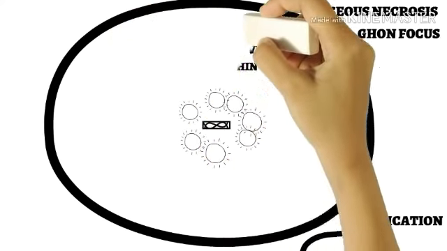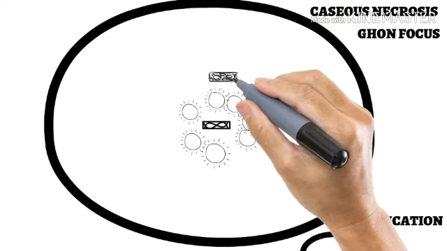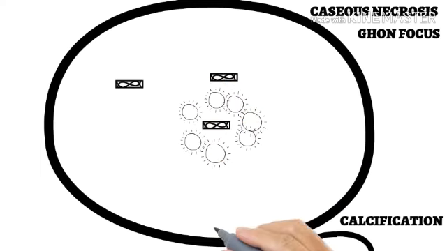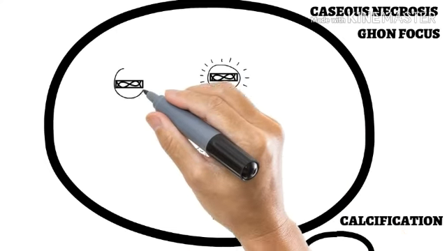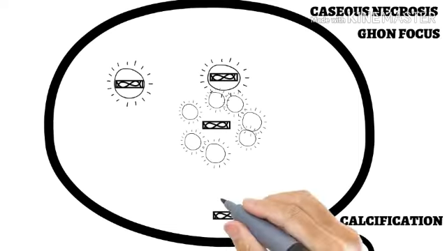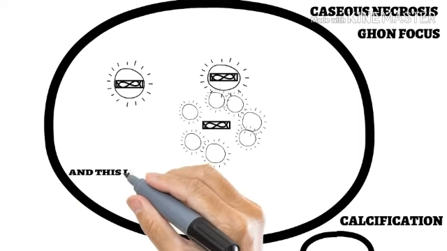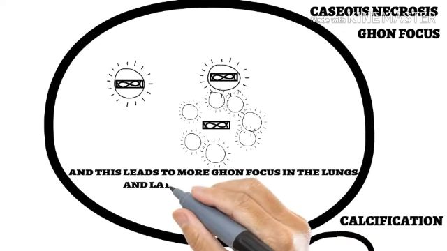So when this Mycobacterium tubercle spends a lot of time in the lungs, it reproduces, and there are lots of Mycobacterium tubercle within the alveoli. Just to draw a few. So as these Mycobacterium tubercle increase in number, the body also will send more T cells to surround that Mycobacterium tubercle to inactivate it. And this leads to a lot of Ghon focus within the lungs.